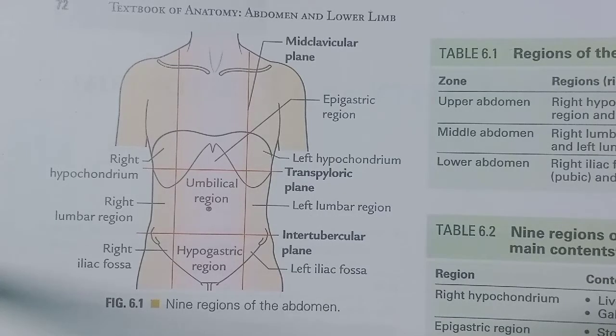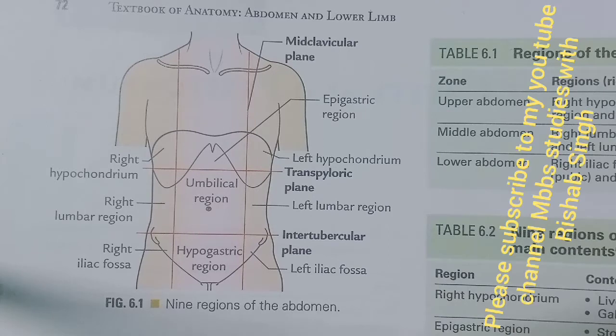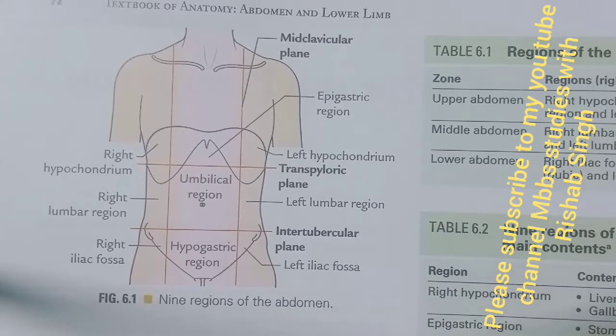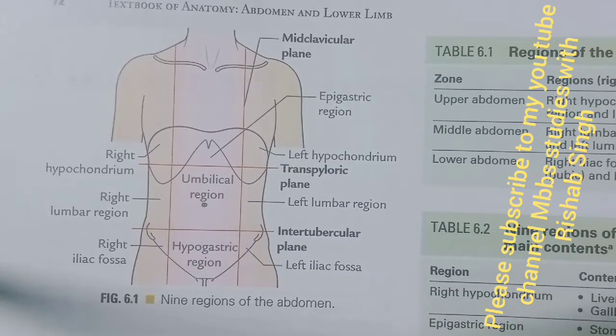Today's topic is the 9 regions of the abdomen. In this video I'm going to discuss all the 9 regions of the abdominal cavity. The clinician divides the abdominal cavity into the 9 regions, as you can see in the figure, and describes the location of abdominal organs and the pain associated with them during the physical examination.